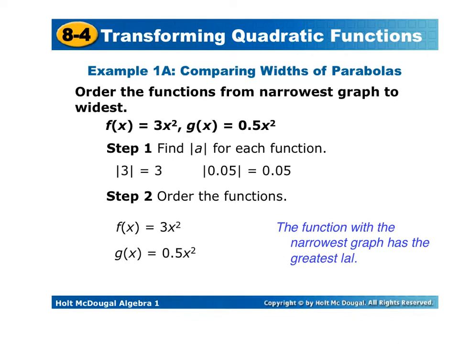So for this one, when I'm comparing a 3 and a 0.5, again, I'm going to absolute value it. They're both positive, so it's really not changing anything. And then I'm going to order them from narrowest to the greatest. So the narrowest graph is going to be the biggest number. So I could see that the f of x will be the narrowest, and then the g of x will be the next one bigger. Is that making sense? So the bigger the number, the narrower it is, the more narrow.